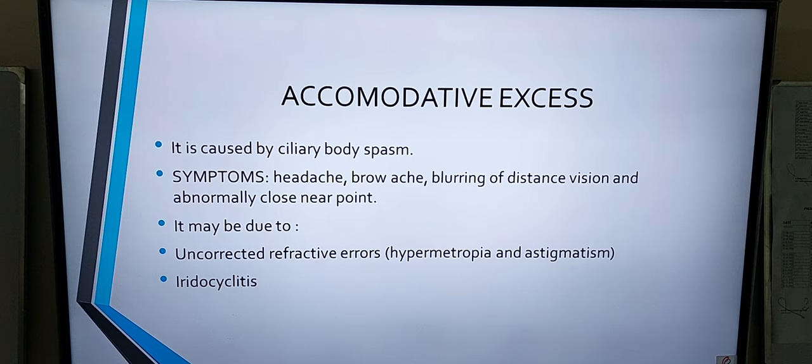What is accommodative excess? It is caused by ciliary body spasm, and the symptoms include headache, brow ache, blurring of distance vision, and abnormally close near point. It may be due to uncorrected refractive errors, for example, hypermetropia or astigmatism, and it may be due to a local eye disease, iridocyclitis, which will cause spasm of the ciliary muscle, and all the three processes of accommodation will be heightened.